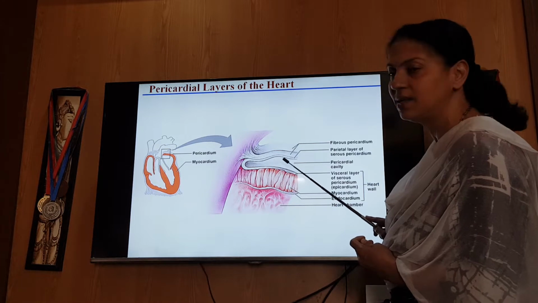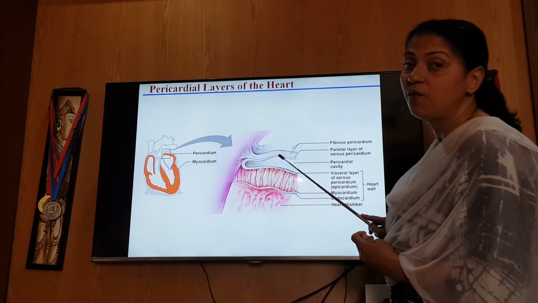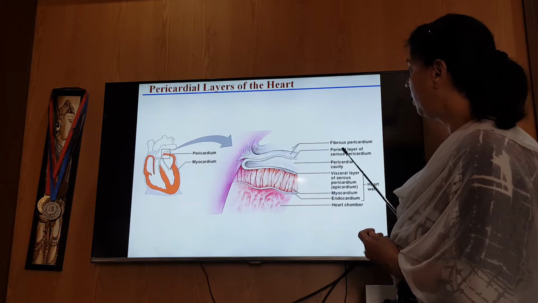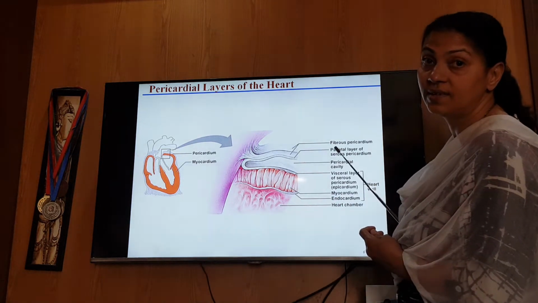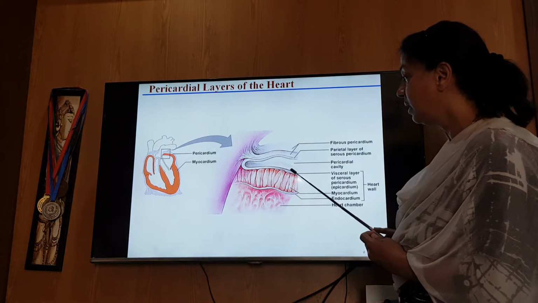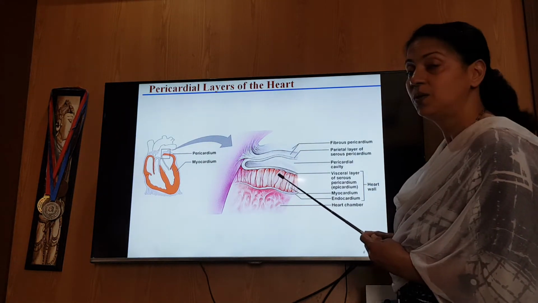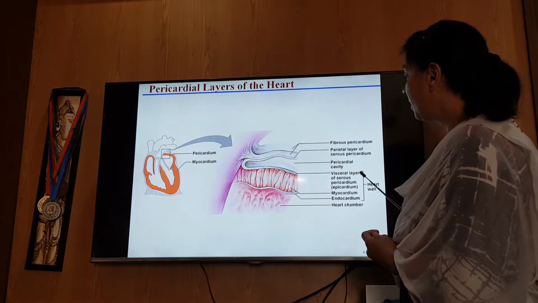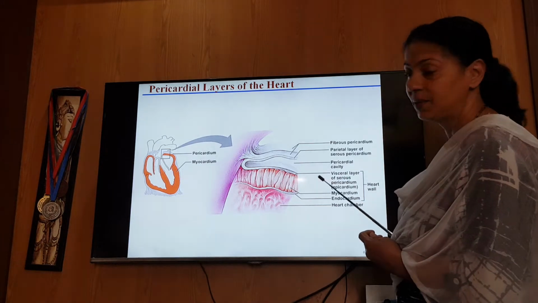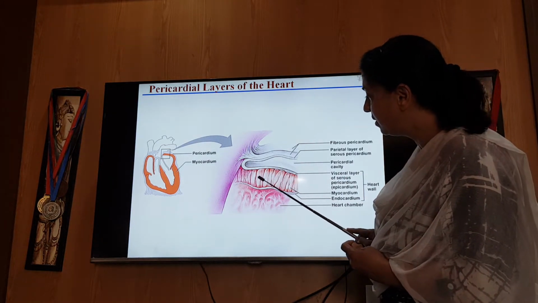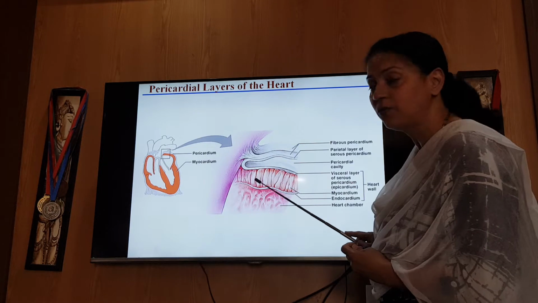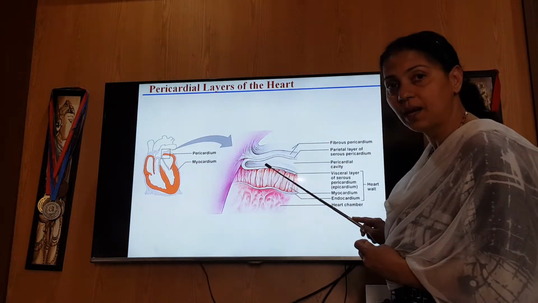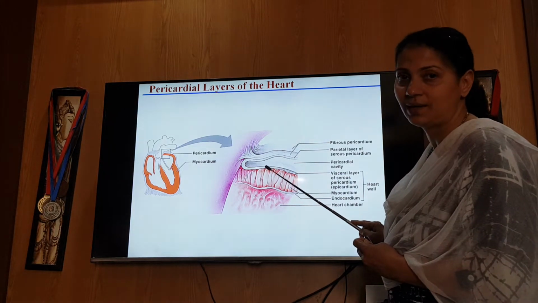And this is the space, the pericardial space, which is filled with fluid. This is outer, so it is called the parietal layer of serous pericardium. This is the inner, that means the layer closer to the heart. So it is called the visceral layer of serous pericardium. Now here you can see these are also the walls of the heart. So this layer, the visceral layer of serous pericardium, will be called the epicardium.